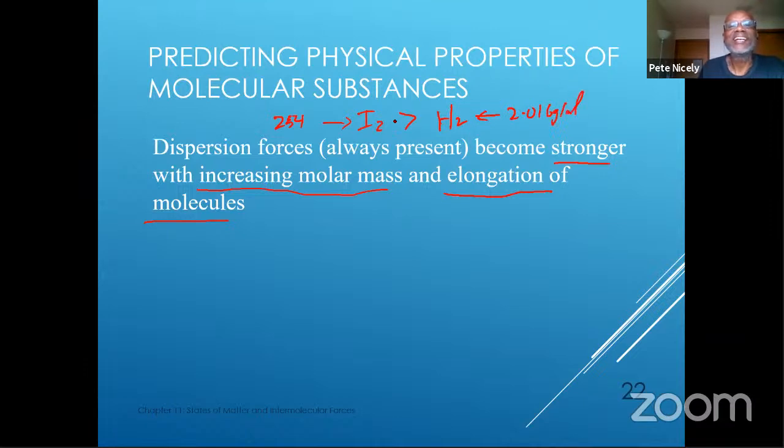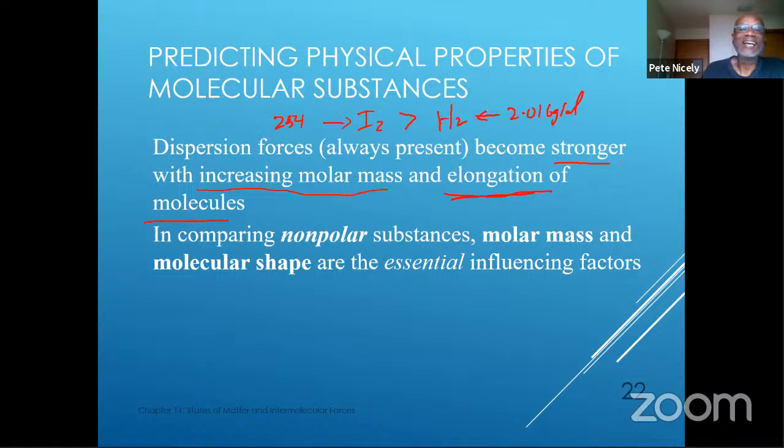So basically, if you're comparing two or more molecules that are nonpolar, generally speaking, the one with the higher molar mass will be the one which has the stronger dispersion forces. All right. Now, this part here, elongation of molecules, refers primarily to organic molecules. And we're going to see examples of that in the next slide.